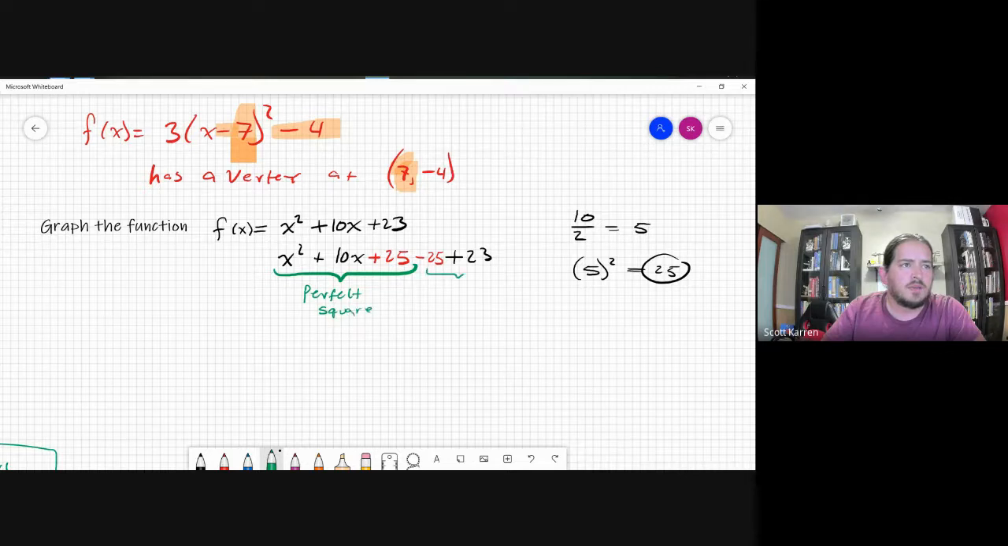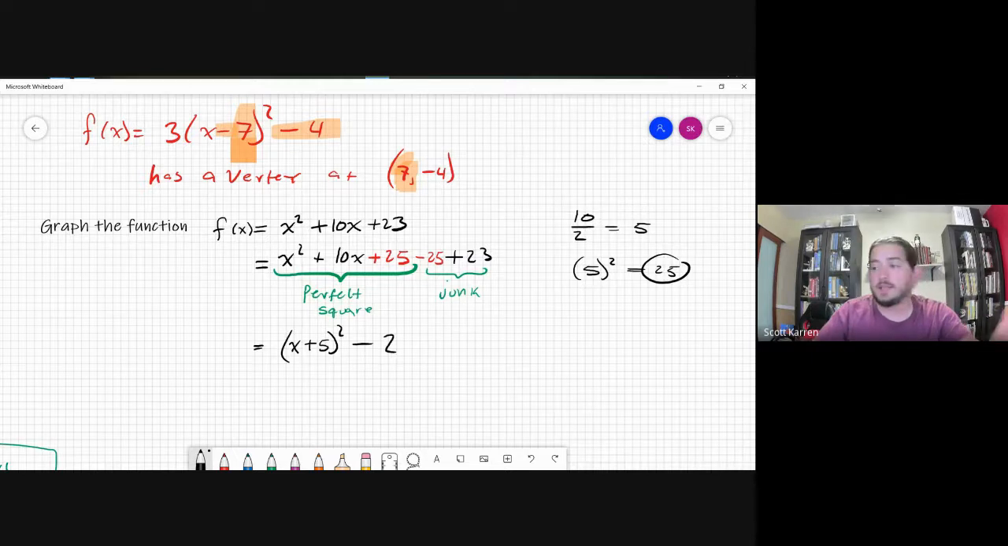And then the rest of the junk, whatever you want to call it, it's just the leftovers, basically. But if I factor that perfect square, this then becomes (x plus 5) squared. And then that's just minus 2. And it's now in that form, right? The junk becomes your k value, essentially.